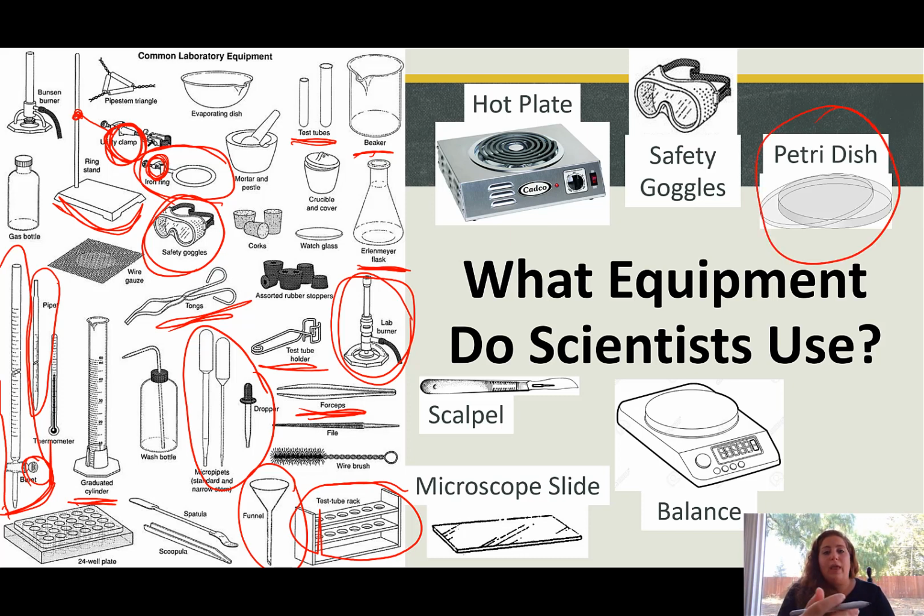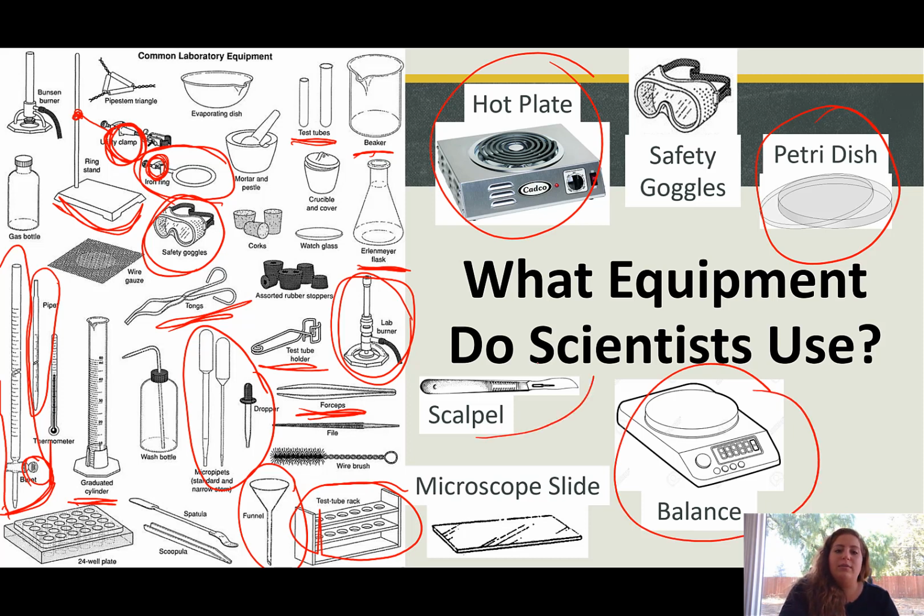Petri dishes. I put like a gelatin in there, and bacteria love that stuff and they'll grow in there for me. Hot plates heat things up. Balances will measure the mass of my objects. In biology, we'll use a scalpel to cut things up. Or we'll put things on a microscope slide and look at them under the microscope and magnify them. So these are just some of the tools that biologists use. There's so many of them that we won't even get to see or that are too expensive to even touch.